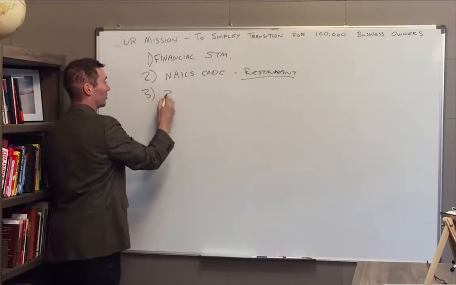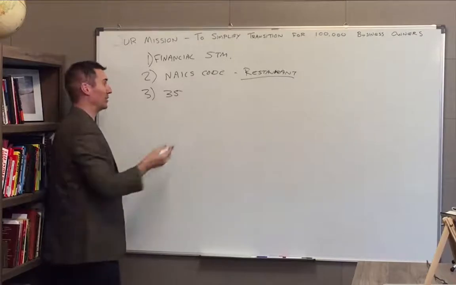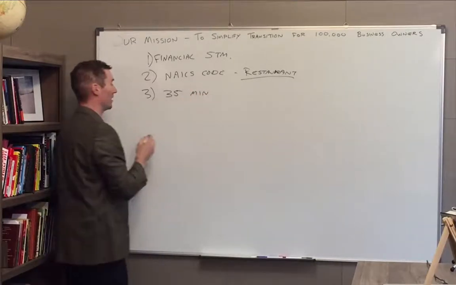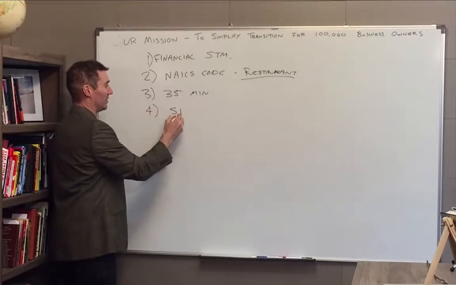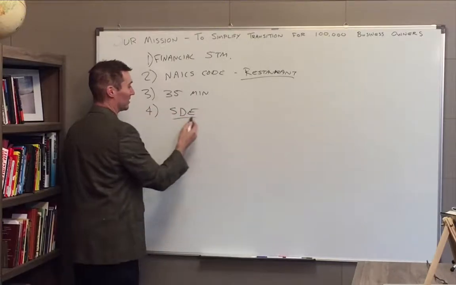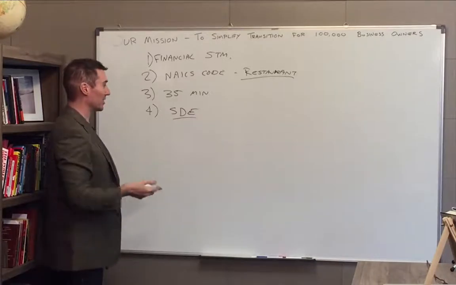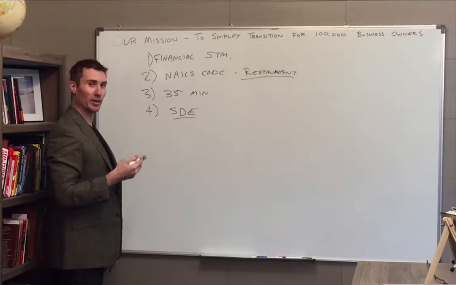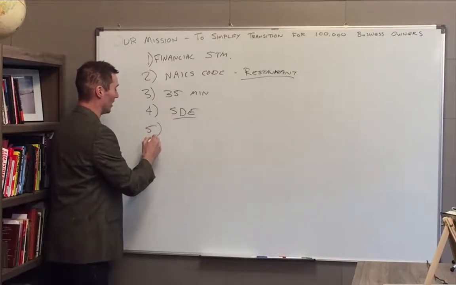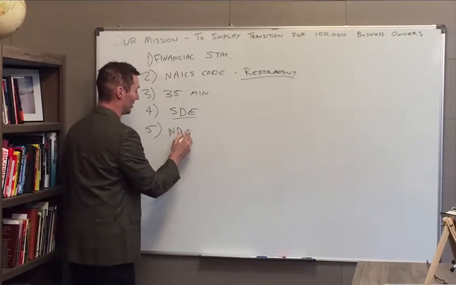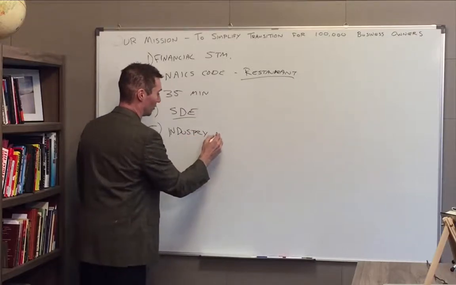And the next thing you're going to need is about 35 minutes to complete this. And we're going to need to figure out what your SDE is. And this means seller discretionary earnings. This is the number that we're going to figure out that we can times your industry multiple by. Which brings us to, you're going to need your industry multiple.